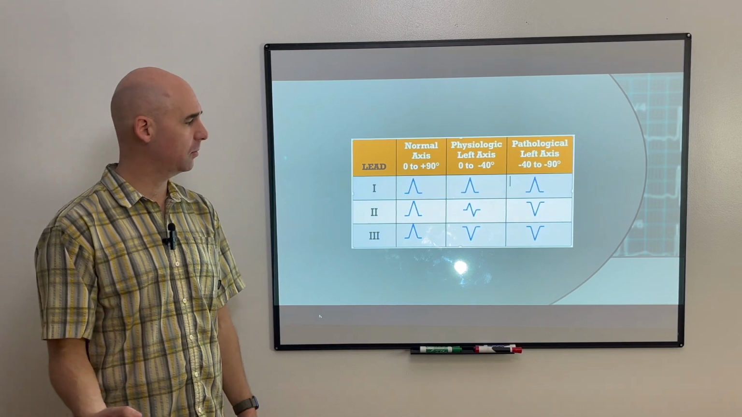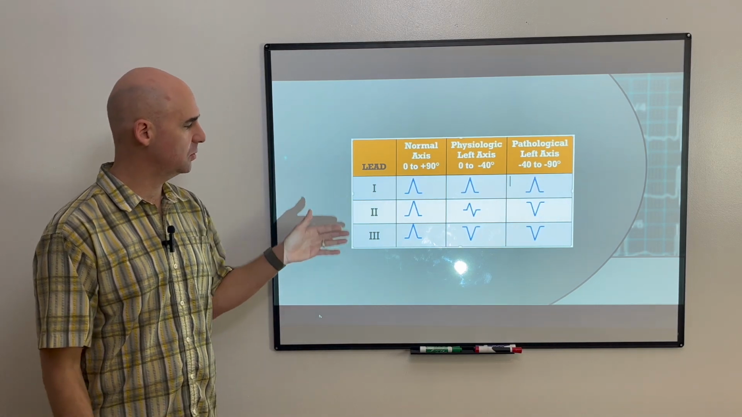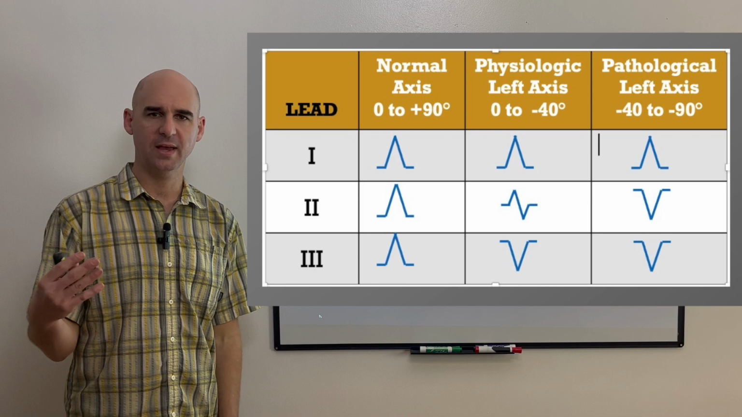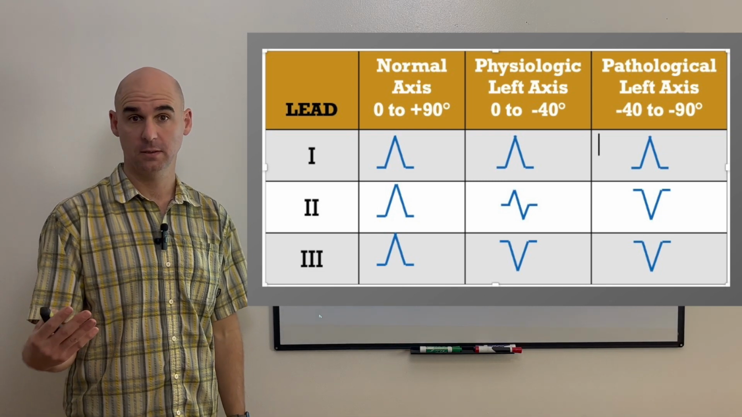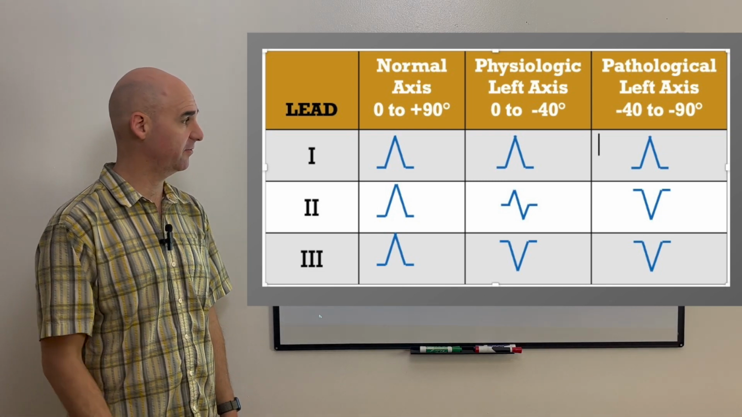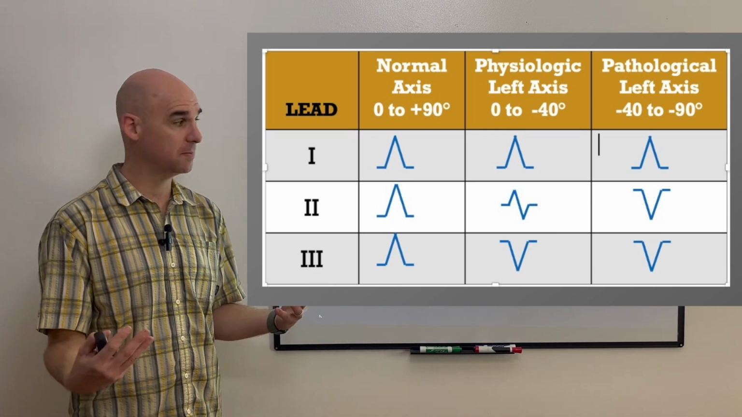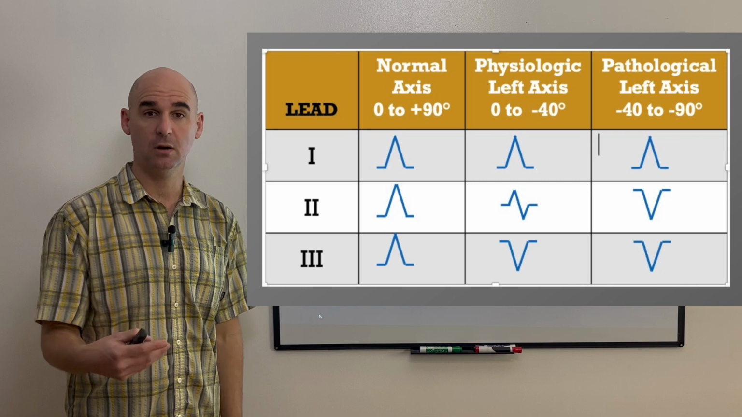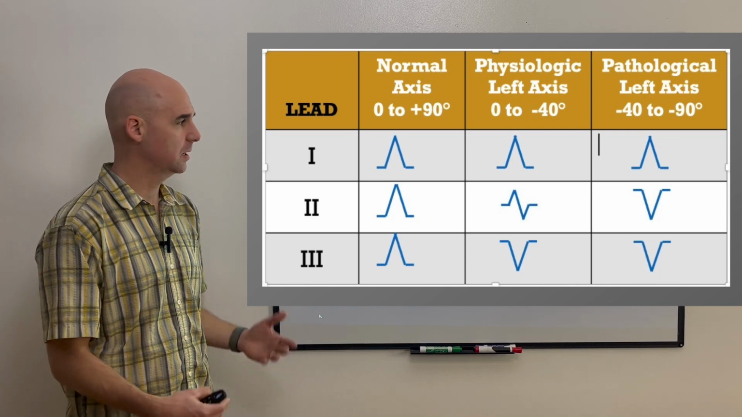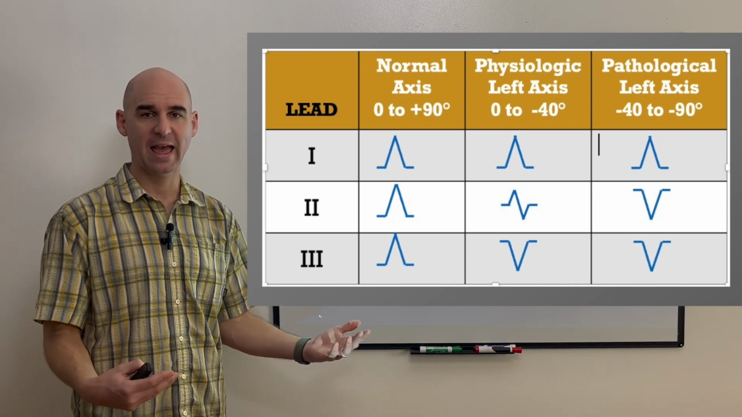And when we think about normal axis, we look at our leads 1, 2, and 3. And all those QRSs are going to all be upright, okay, or positive deflected. Or if we look at the 12 lead itself and we look at the degrees measurement, it's going to be between 0 and +90 degrees. So now we're on to left axis deviation.